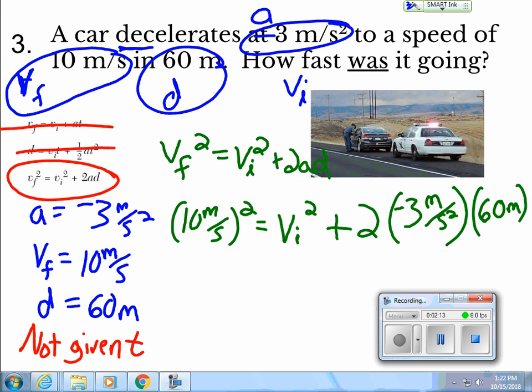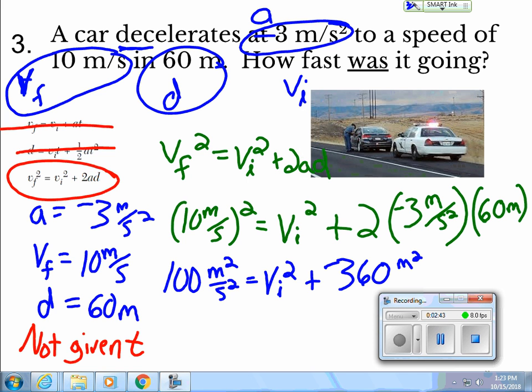Now when you plug in your now knowns, you're going to solve for your V initial. Now you'll have 100 meters squared per second squared is equal to V initial squared plus negative 3 times 2 times 60. So hopefully I've done my calculations correctly ahead of time. I would get negative 360 meters squared per second squared. Meters times a meter would be your meters squared.